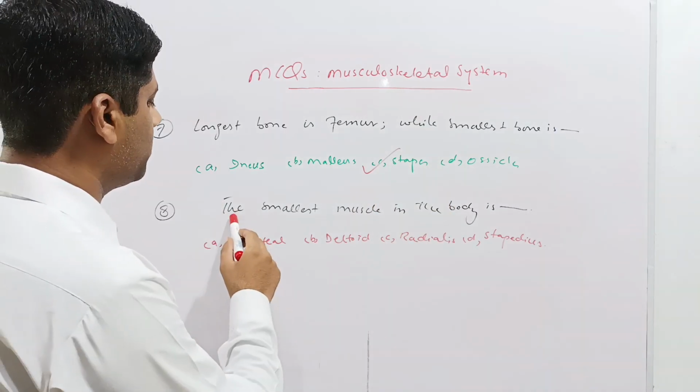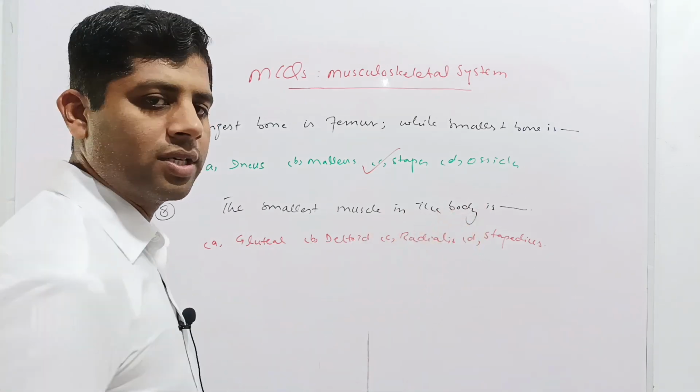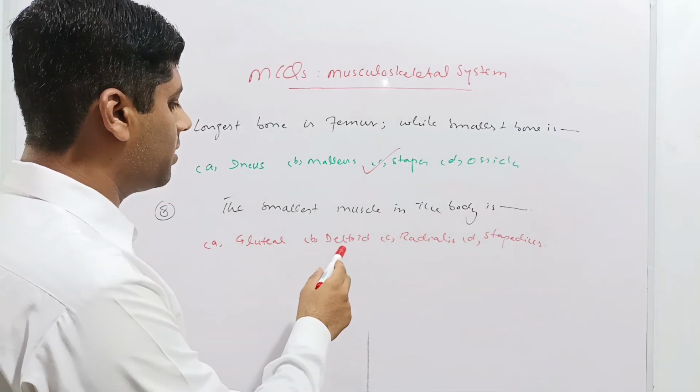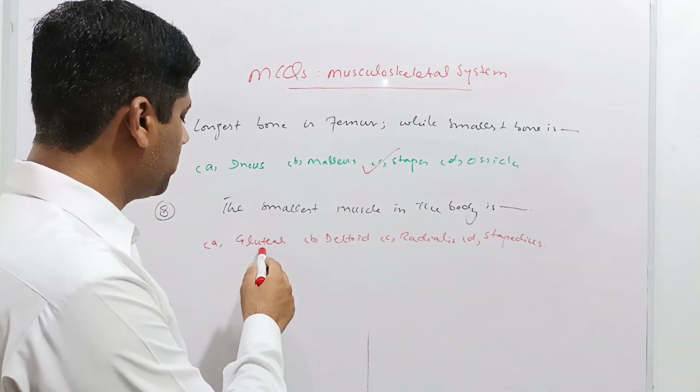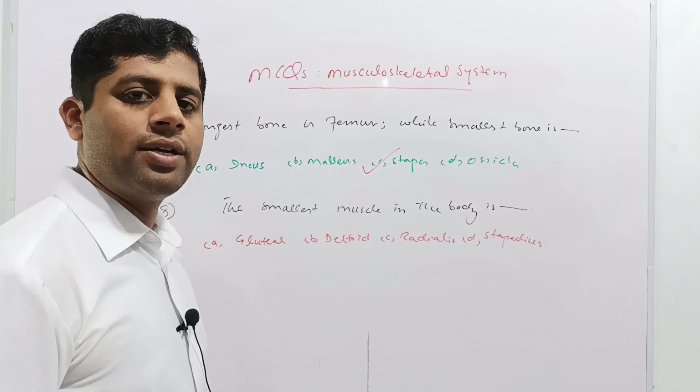Next question is, the smallest muscle in the body is. Given options are gluteal muscle, deltoid, radialis or stapedius. Again, it's a very simple question. The gluteal muscles are present in the buttock. These are thick and large muscles.